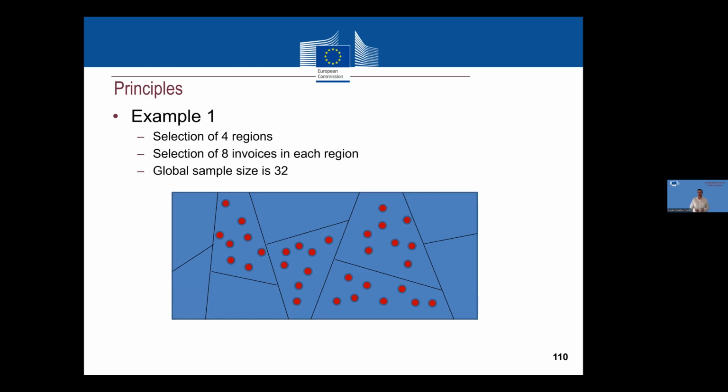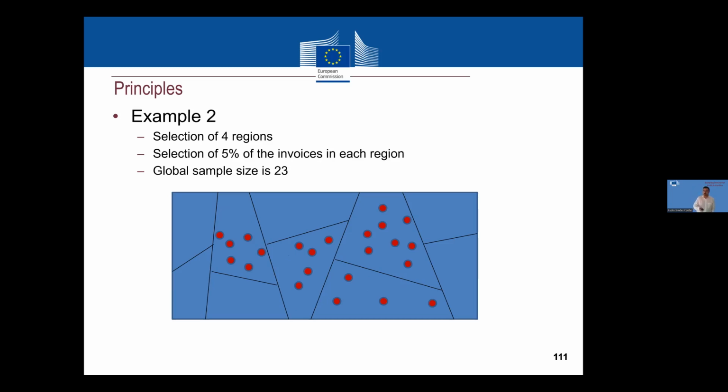Imagine that we have decided to select 4 locations. In each location, I have selected 8 invoices, and this gives me a sample size of 32, sorry. The same thing here with the same proportion. This is the example of constant number of invoices, okay? This is the example of a constant percentage of the invoices.